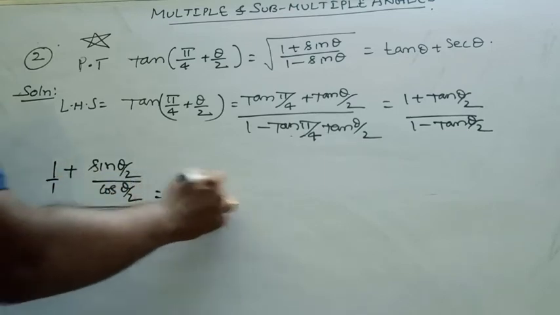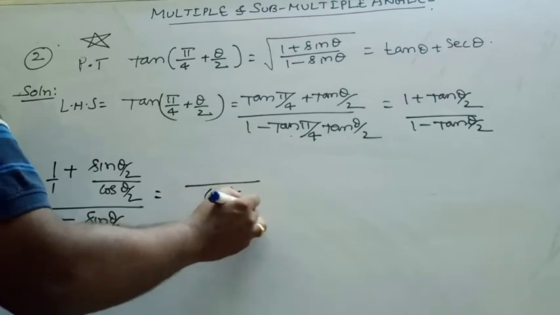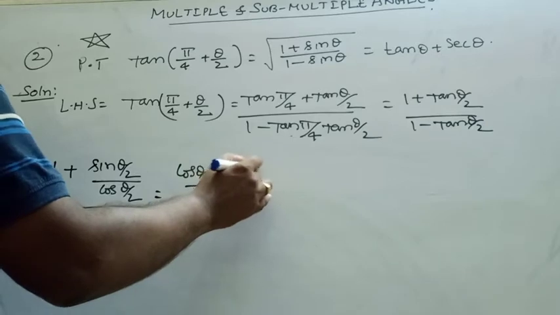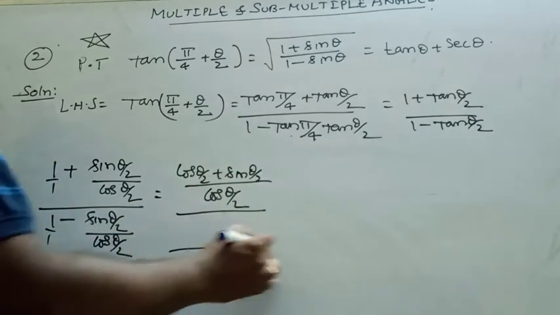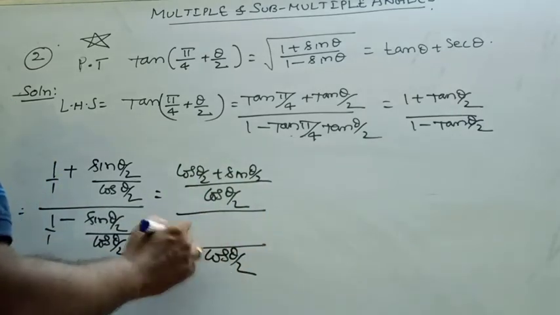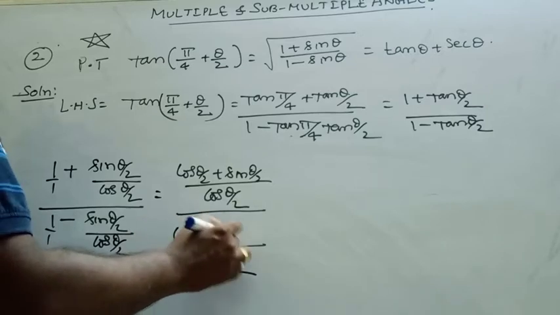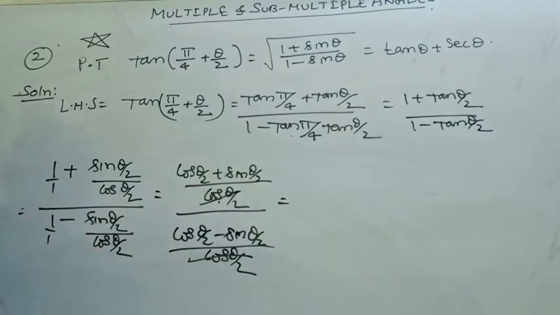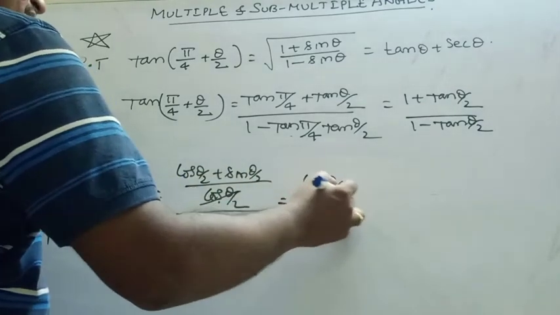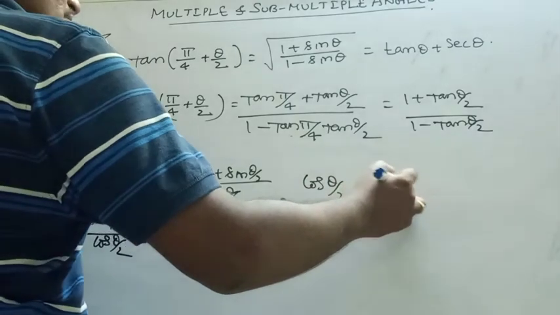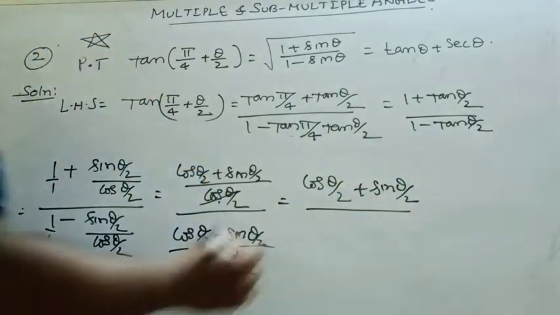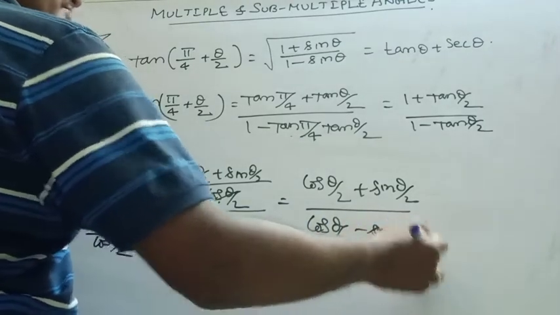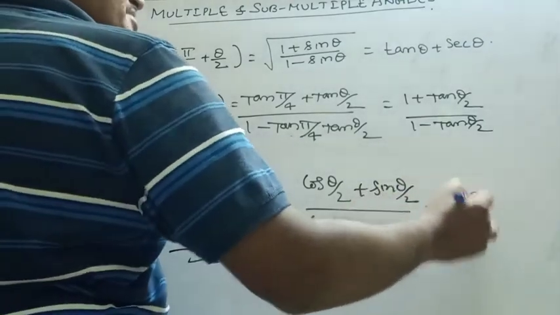If you take cos theta by 2 as LCM, now you will have cos theta by 2 plus sin theta by 2, whole thing divided by cos theta by 2 minus sin theta by 2. This will cancel. And we have got cos theta by 2 plus sin theta by 2, whole thing divided by cos theta by 2 minus sin theta by 2. Let us call this equation number 1.